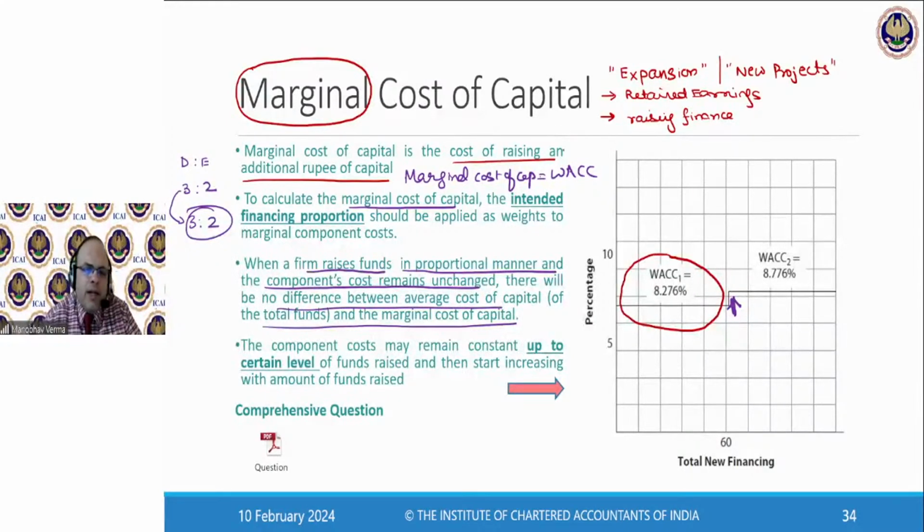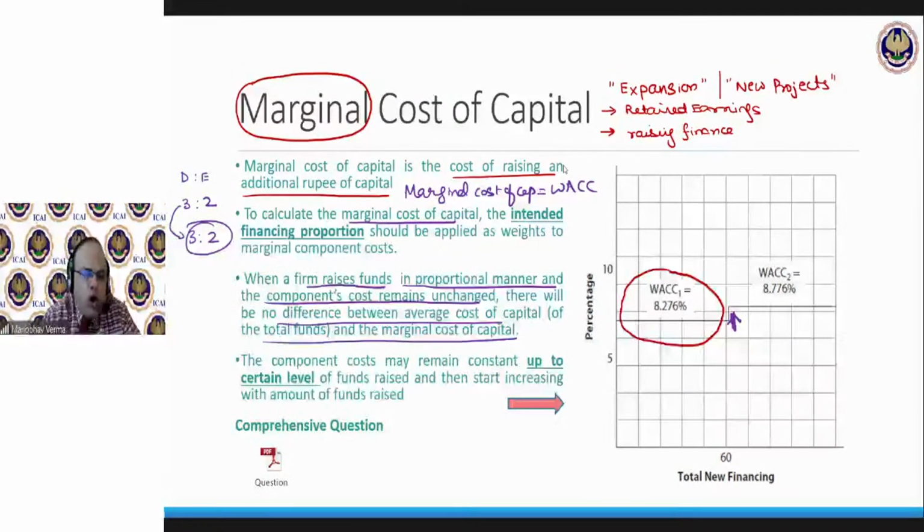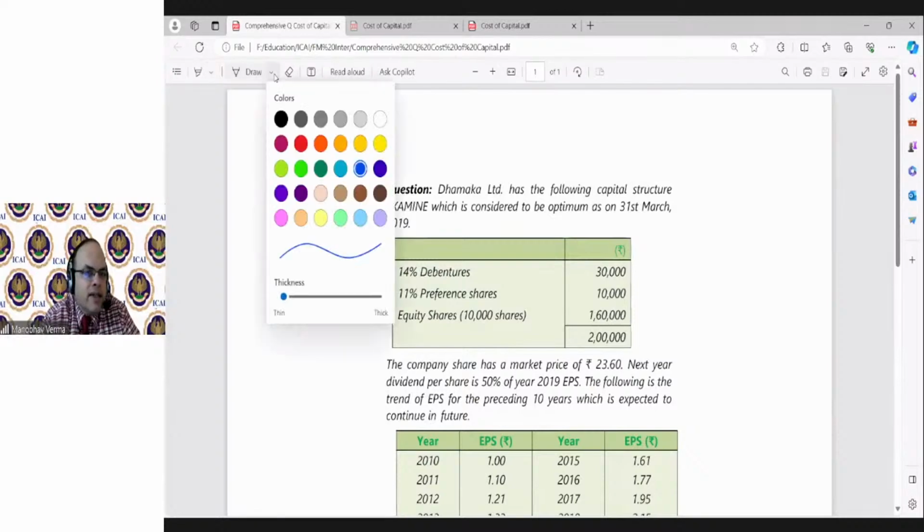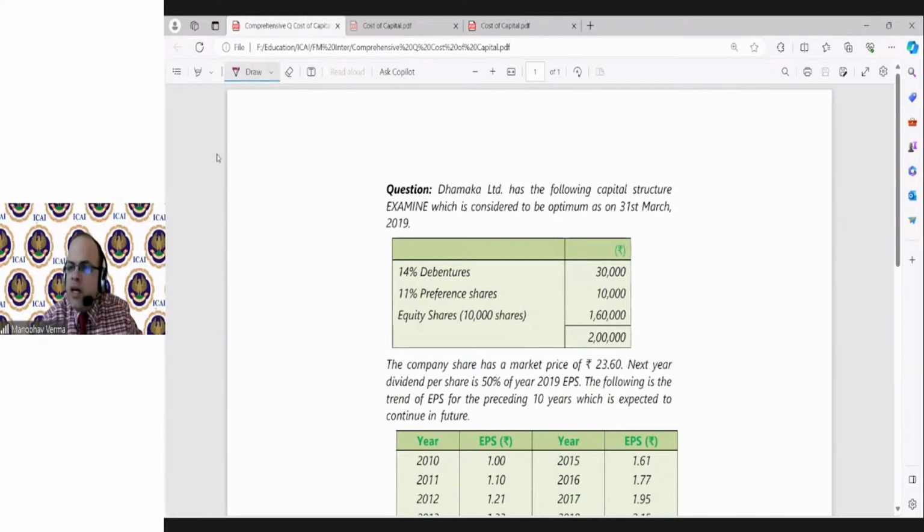So let's do one thing, guys. To understand this concept a little better, we can look at a comprehensive example to understand marginal cost of capital and do more practice as a consequence. So let me quickly change my screen. Let me know if you can see a question wherein we can do a bit of dhamaka with Dhamaka Limited. Everyone can see this question here. So let's see what the requirement is, what the facts given to us are.